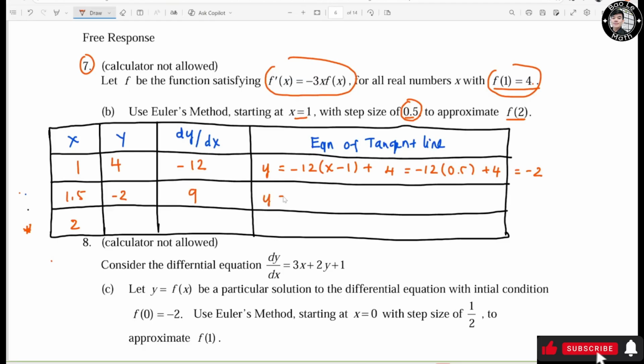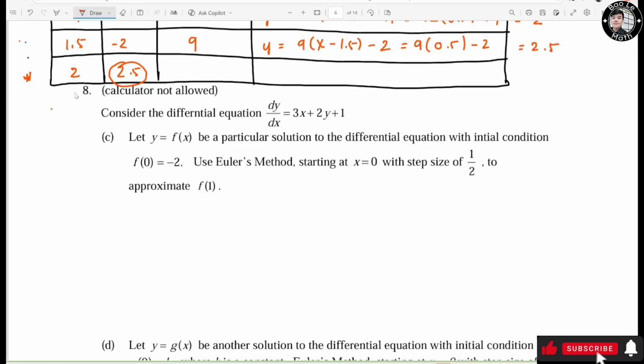So y equals 9 times s minus 1.5 subtract 2, right? So it's going to be 9 times s equals 2 right here. Subtract 1.5, it's going to be 0.5 minus 2, right? So it could be 2.5, right? We put 2.5 right here. This one is the final answer.